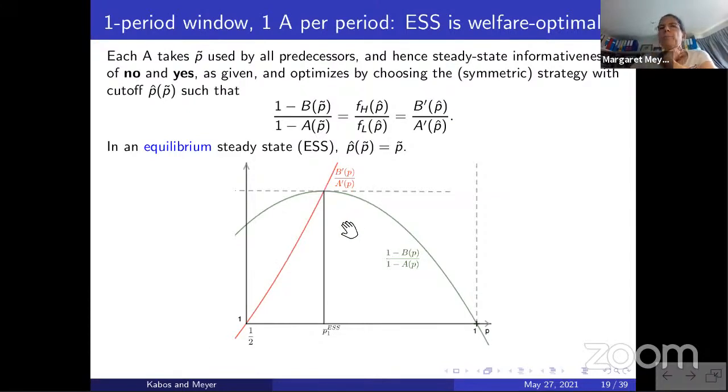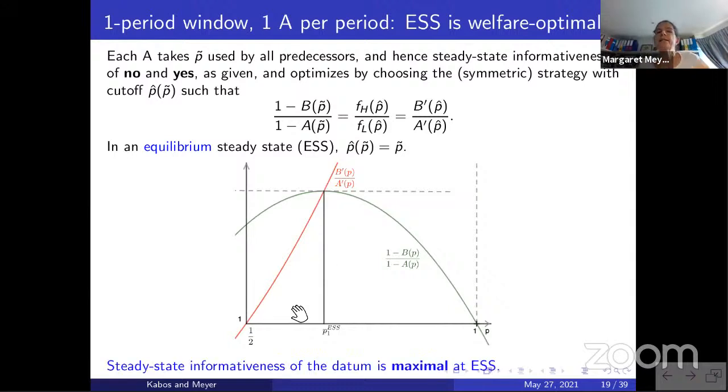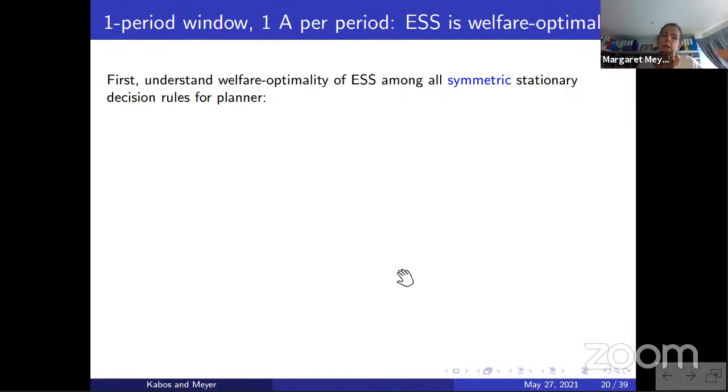And what I want you to notice from this picture is that the steady state informativeness of the datum is in fact maximal at the equilibrium steady state. The intersection occurs at the point where this curve is maximized. So now I want to talk you through what this is telling us and the bit of the proposition that this isn't telling us. What the analysis that I've just talked you through does tell us, and I want to reinterpret it, is that the equilibrium steady state is welfare optimal among all symmetric stationary decision rules for the planner.